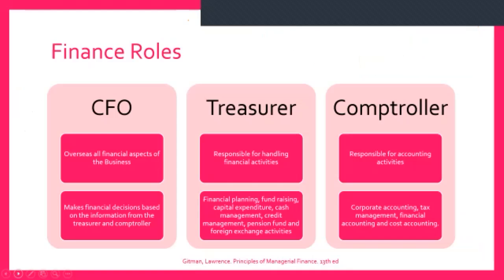So we know the legal forms of a business. Now the finance role, as we just described, the CFO oversees all financial aspects of the business. That's the man who reports directly to the president, oversees all. He makes financial decisions based on the information from the treasurer and the controller. Now the treasurer is responsible for handling the finance activities, financial planning, fundraising, capital expenditure, cash management, credit management, pension fund, foreign exchange activities. So he reports this to the CFO. The controller, on the other hand, is responsible for the accounting activities, corporate accounting, management, financial accounting, and cost accounting.